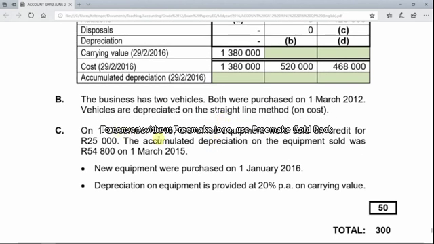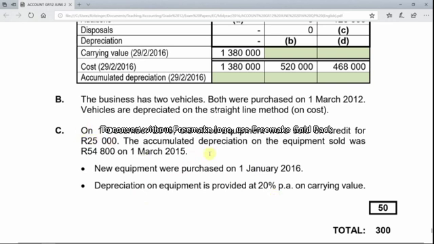So C, on 1 December 2015, old office equipment was sold on credit for 25,000 Rand. The accumulated depreciation on the equipment sold was 54,800 on 1 March 2015. New equipment was purchased on 1 January 2016, which you don't really need for now. Depreciation on equipment is provided at 20% per annum on the carrying value. So we have the method of depreciation.